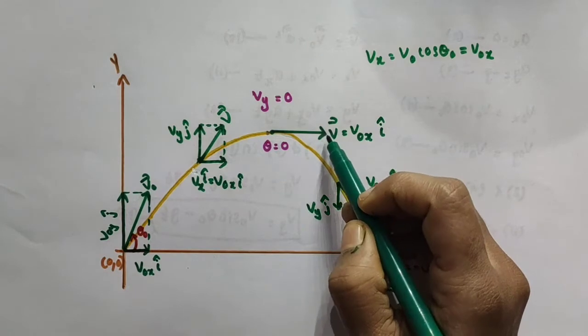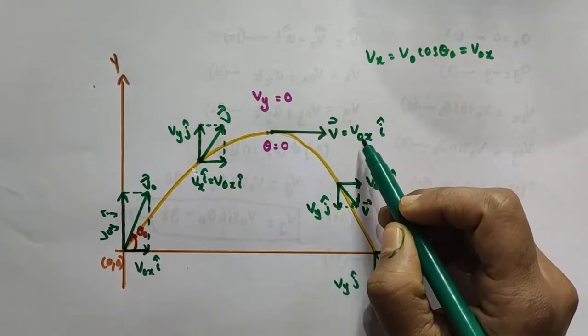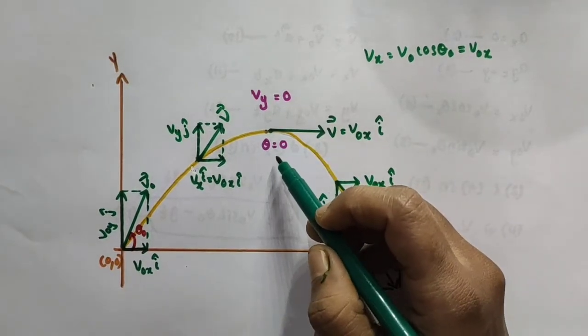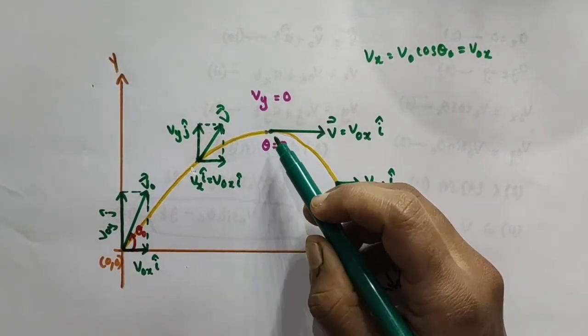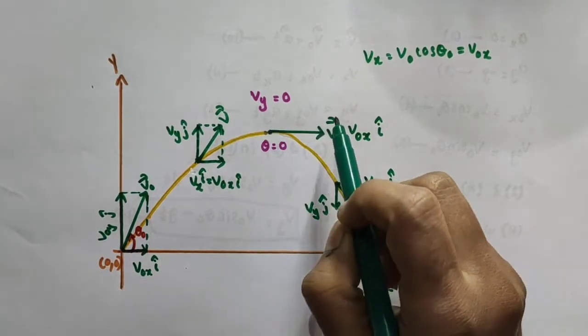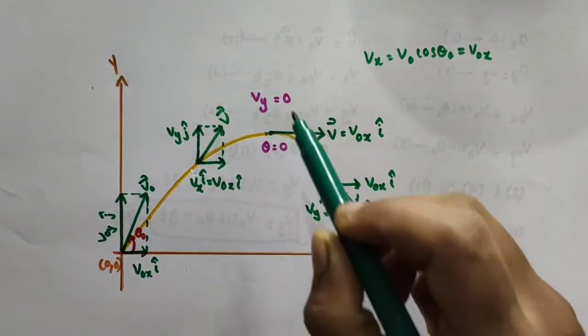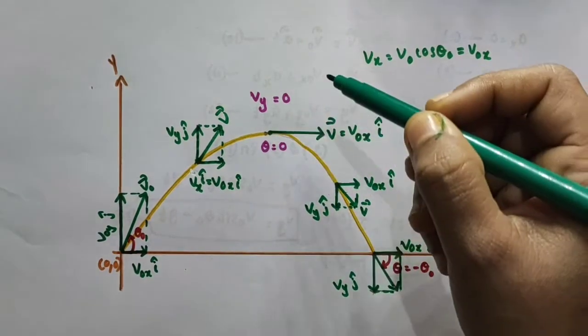So this velocity vector will be equal to what? The x component of velocity, that is V0x into i cap. It doesn't have any y component here, because you can see that this velocity vector is along the x-axis. So we don't need to resolve this vector into two components x and y.